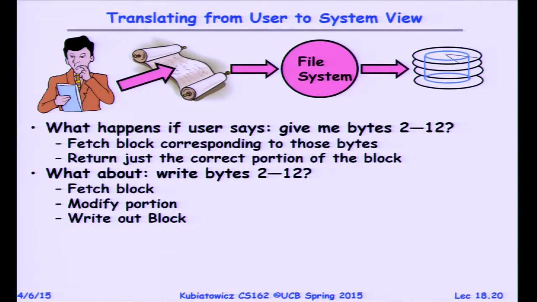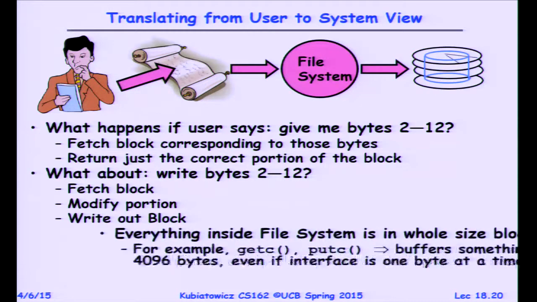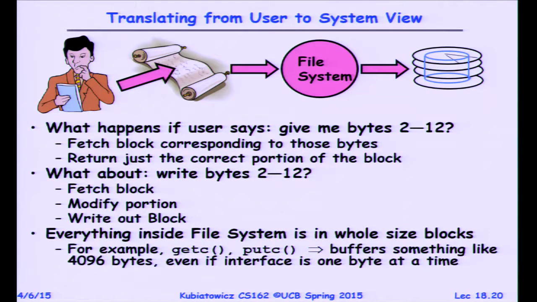Everything inside of the file system is in whole-size blocks. So, for instance, getc and putc basically might buffer up 4,096 bytes before writing it out, because the block interface is not a byte interface.